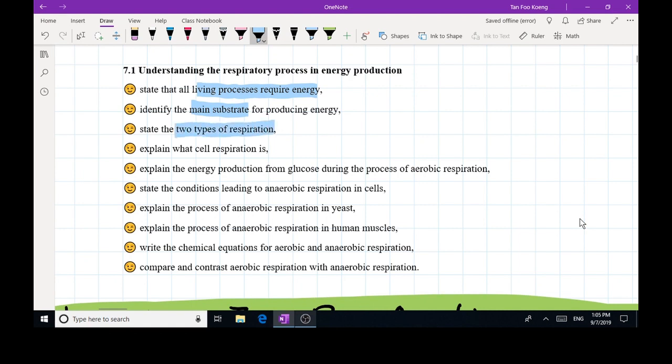Number three, state two types of respiration. One is aerobic respiration, then the other one is anaerobic respiration, which are also stated here. And then number four, we are going to explain what cell respiration is by giving examples of the production of energy from glucose in aerobic respiration. Of course, we still do not know what they are. We are going to look into them one by one after this. And then lastly, we must be able to write chemical equations for both of them and to compare and contrast these two processes.